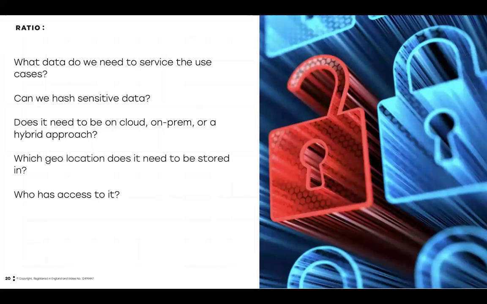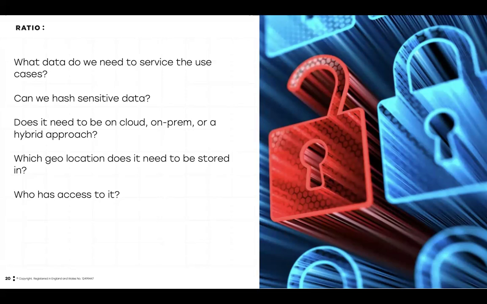In Germany, it might need to be stored in Germany. So you just got to be careful about thinking about where this thing is hosted and where it's storing data. Obviously, who has access to it, because you don't necessarily want people to be looking at customer data and accessing things like email addresses and phone numbers if they're not authorized.